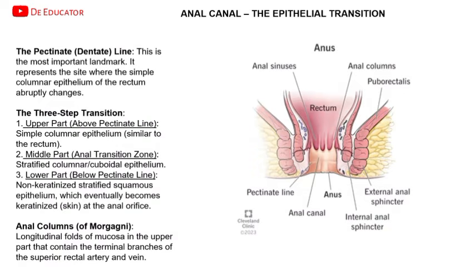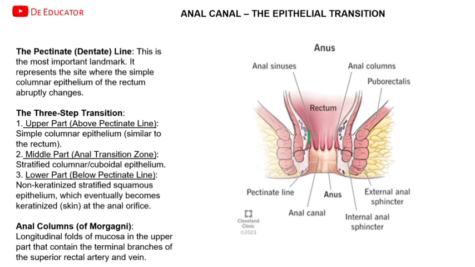All right, so moving on, we have the anal canal. The pectinate line, also known as the dentate line. This is just a little bit of gross anatomy. This is the most important landmark. It represents the site where the simple columnar epithelium of the rectum abruptly changes. So, the three-step transition. The first one is the upper part, that is above. This is the rectum. This is the pectinate line.